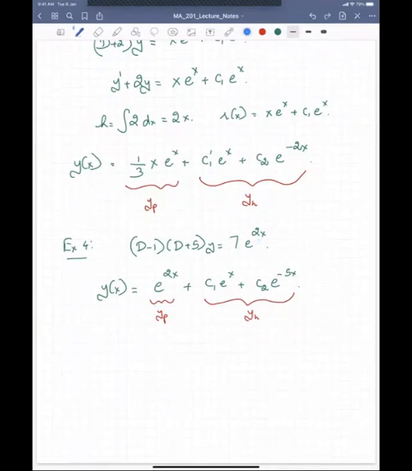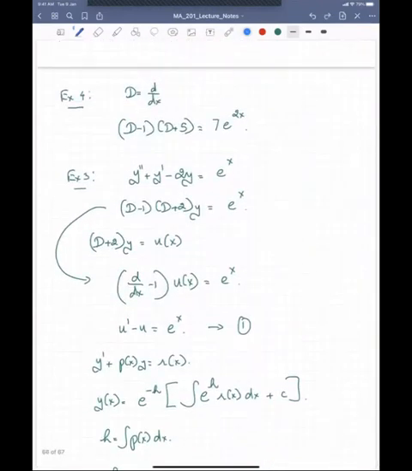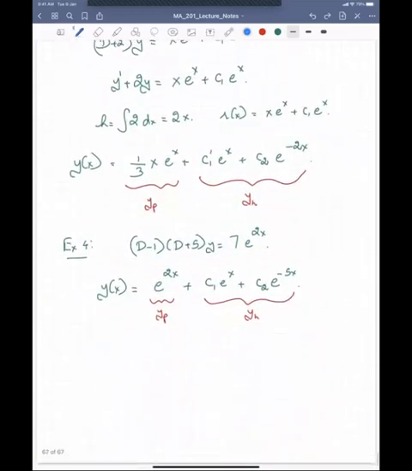So in the first example, the roots of the equation were 1 and minus 2. So if one of the roots was 1 and the right-hand side is also e to the 1 times x, then e to the 1 times x cannot be a particular solution because it is already contained in the homogeneous part. That is the difference between these two examples. In the second example, the roots of the homogeneous part are 1 and -5, and the exponent on the right-hand side is 2 times x, and 2 is neither 1 nor -5. So if that is the case, then the particular solution is simply the function itself.